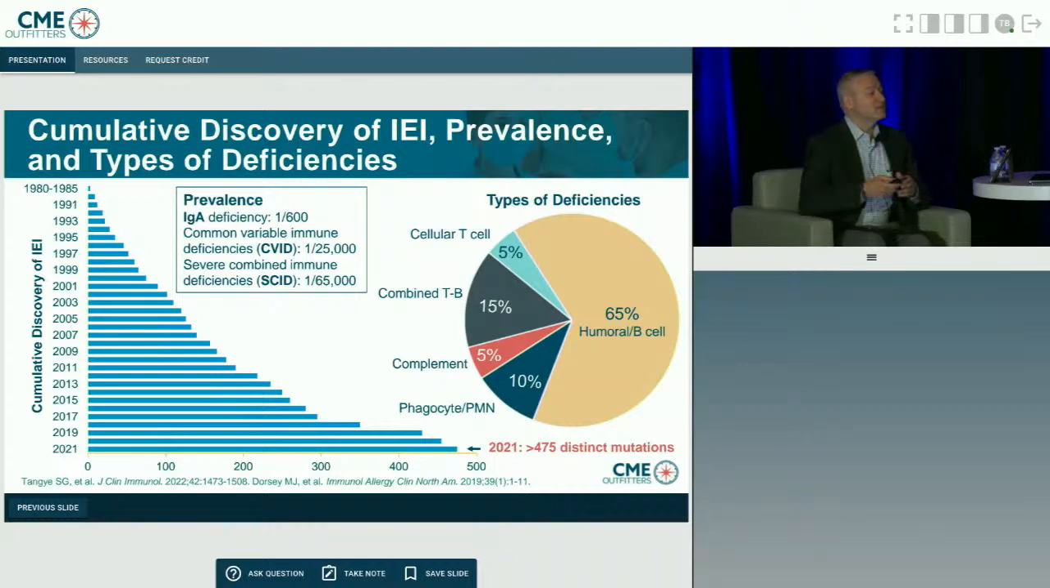Historically, people have thought of primary immunodeficiency as a very rare disease, and that's probably true, right? So if we look at severe combined immune deficiency, that occurs at a rate of approximately 1 in 65,000. And we know that now from the data that was obtained after the implementation of newborn SCID screening, where we were actually able to determine what the prevalence was based upon the birth rate in various states.